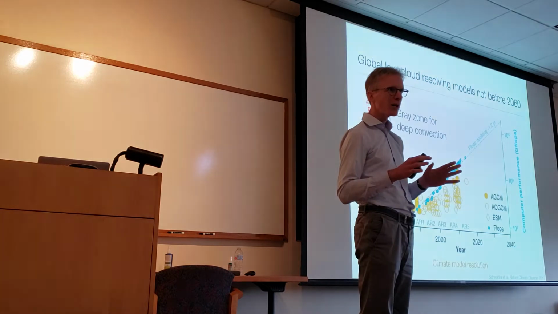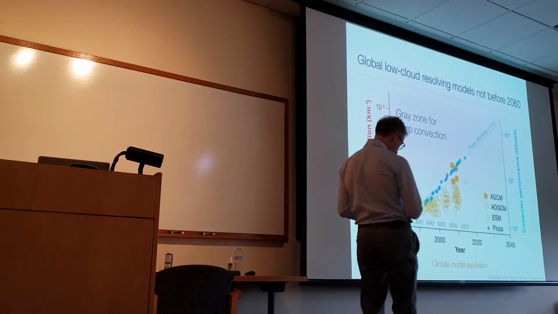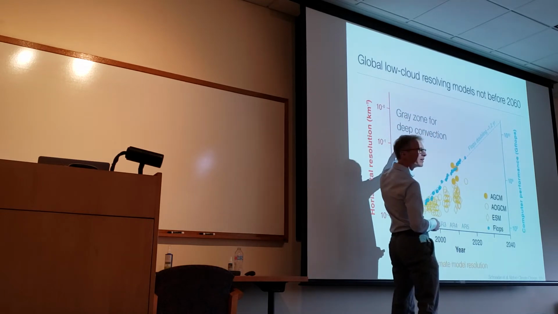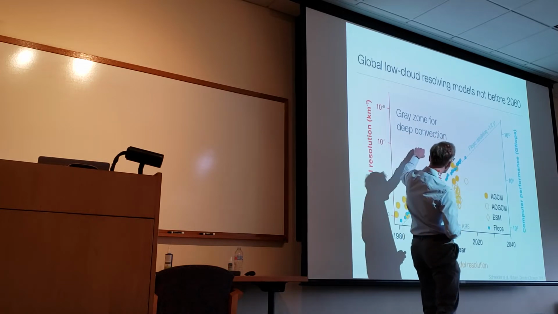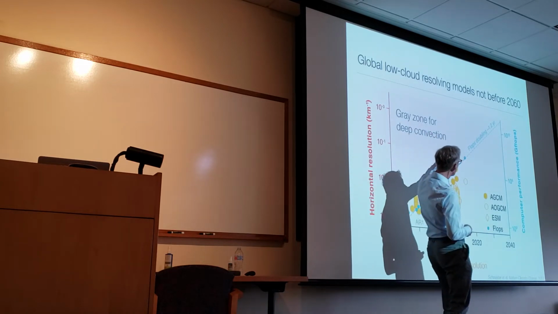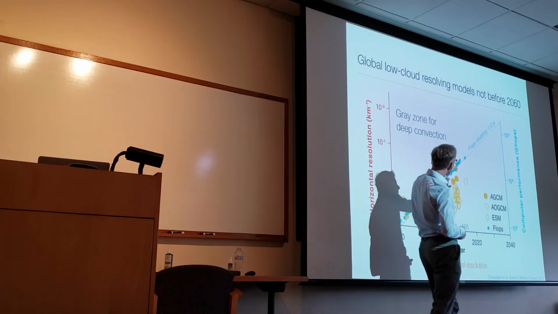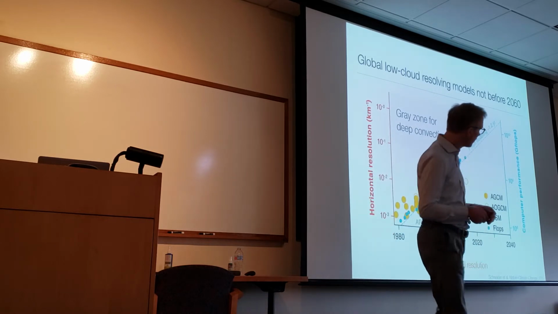Physical reasons why this is probably not the case, but let's assume it will be the case. So in a few years, we'll reach what, I don't know if you can see it, but this is supposed to be gray here, the gray zone for deep convection. So we reach resolution where you started resolving deep convection, 10 kilometers effective resolution. We'll get there in a few years, and again, for sure, at time scales, we're already there.